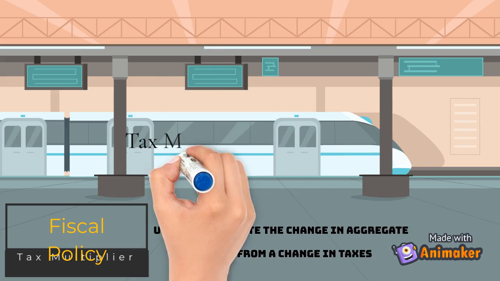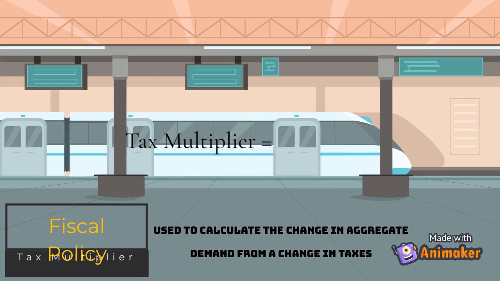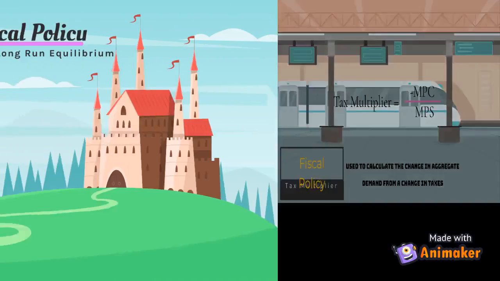The tax multiplier can be found by multiplying the marginal propensity to consume by -1 and dividing that by the marginal propensity to save. The negative multiplier is due to the negative change in aggregate demand that arises from increasing tax collection, as doing so will decrease disposable income.